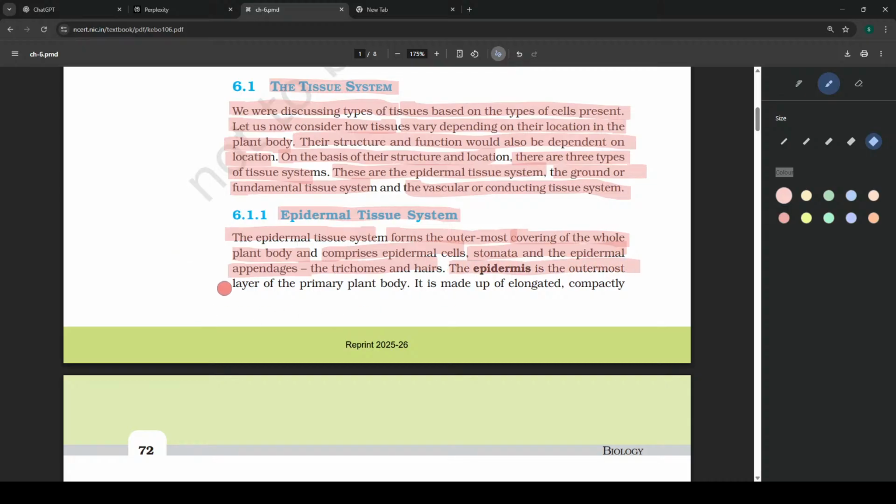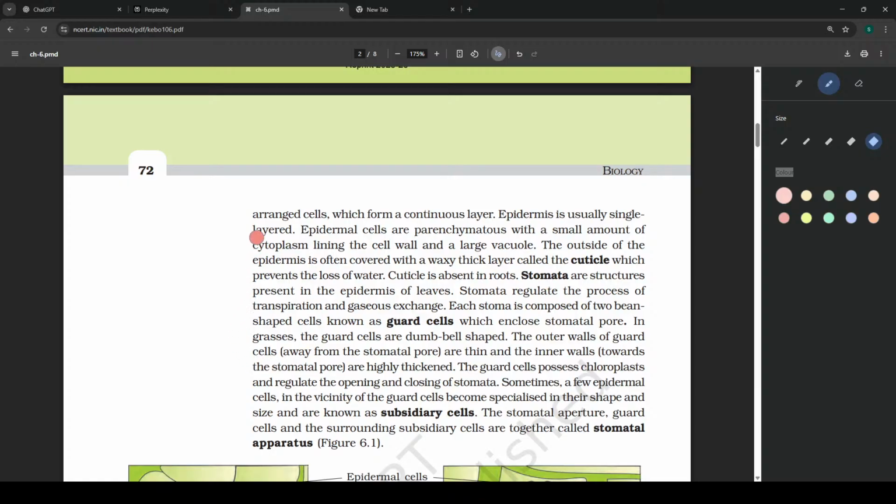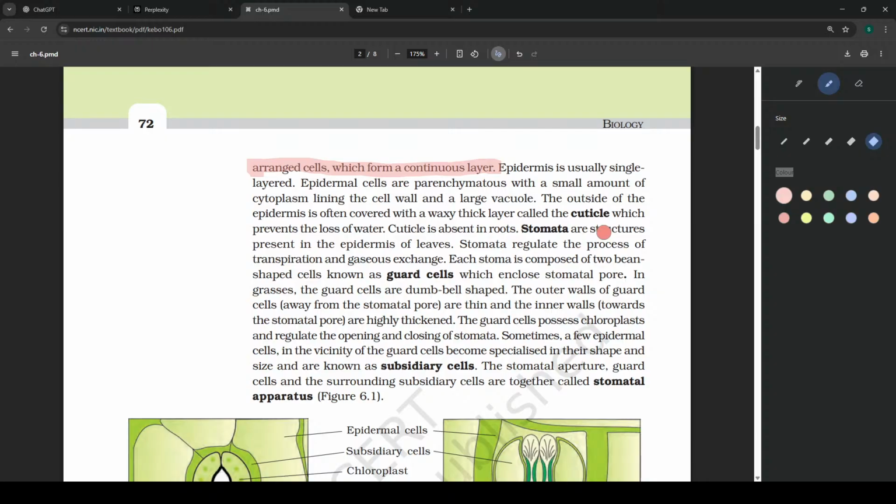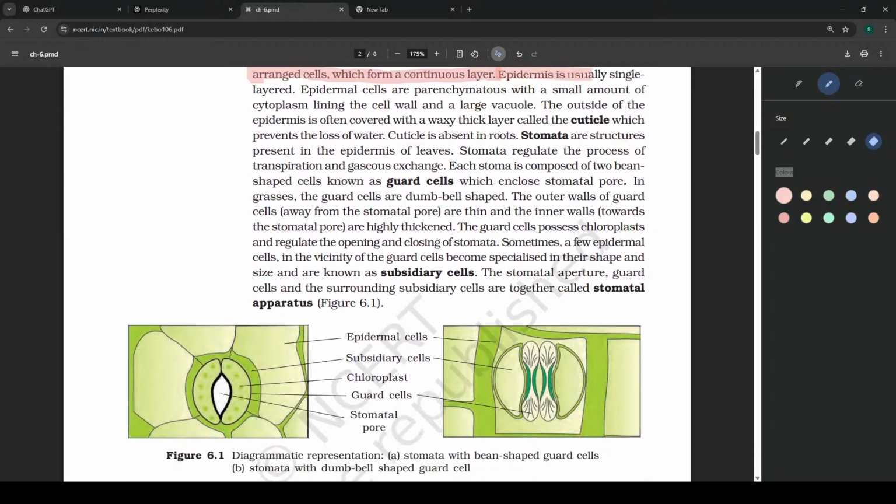The epidermis is the outermost layer of the primary plant body. It is made up of elongated, compactly arranged cells which form a continuous layer. These form a continuous layer. This epidermis is usually single layered. Epidermal cells are parenchymatous with a small amount of cytoplasm lining the cell wall and a large vacuole.